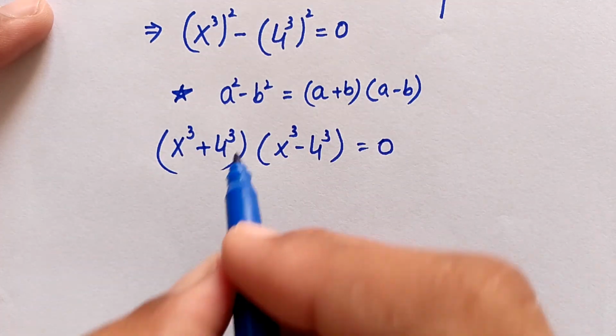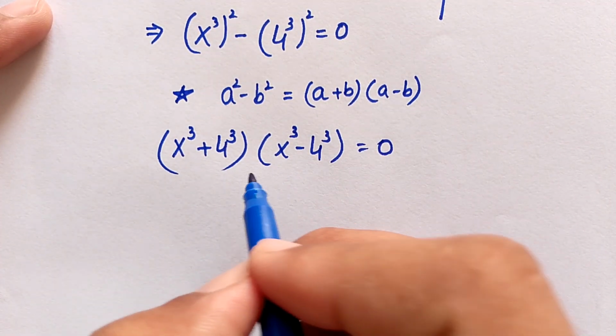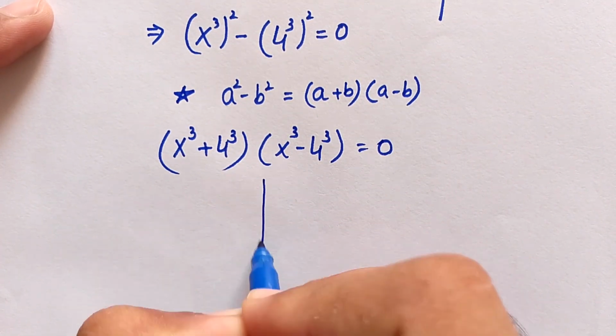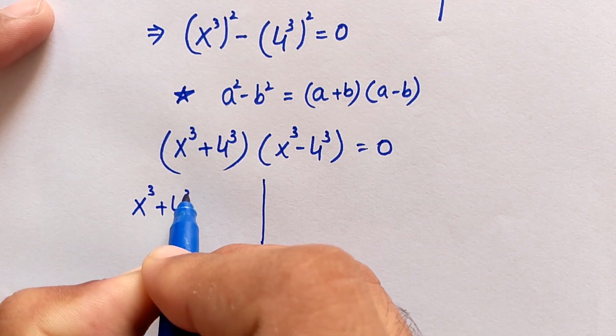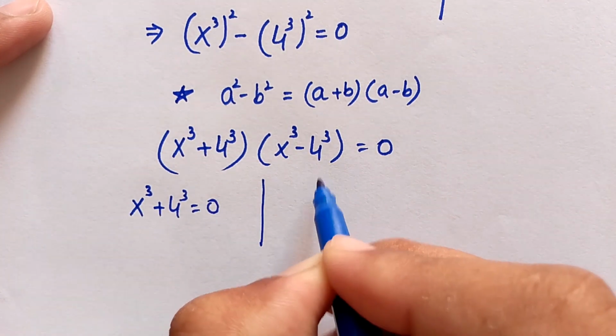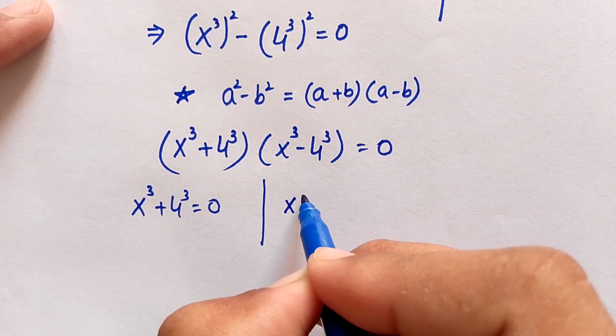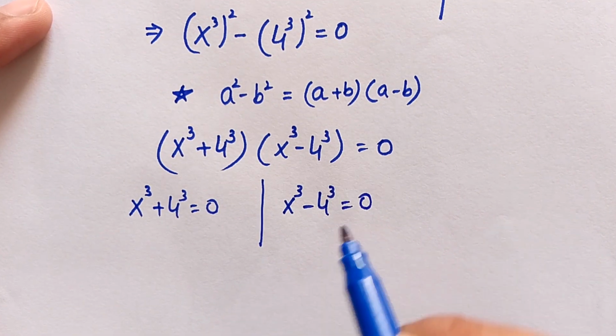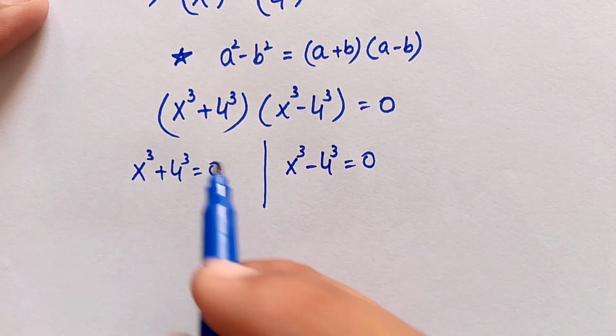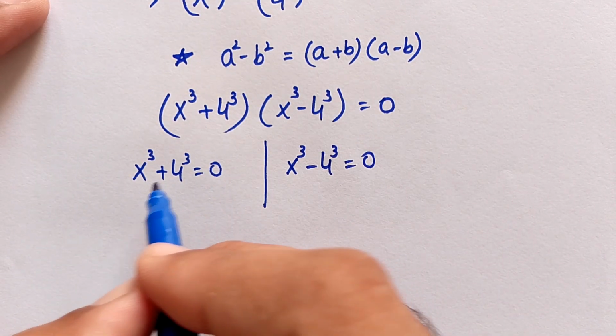Now we have to solve this. Here we obtain two cases. The case number first is x to the power of 3 plus 4 to the power of 3 is equal to 0, and the second case is x to the power of 3 minus 4 to the power of 3 is equal to 0. Now first of all, we have to solve the case number first.